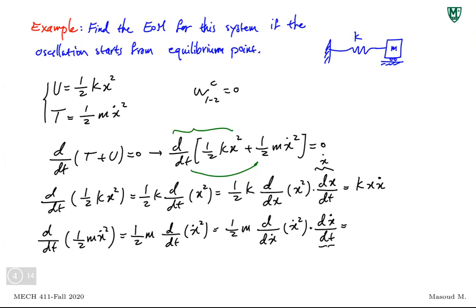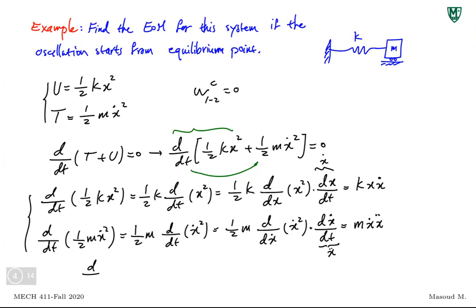x dot is squared, the derivative with respect to x dot becomes 2x dot. 2 comes out, cancels out 1 over 2. This becomes m x dot x double dot. These are the two derivatives I needed to form the main equation. Now let's see what we got there.